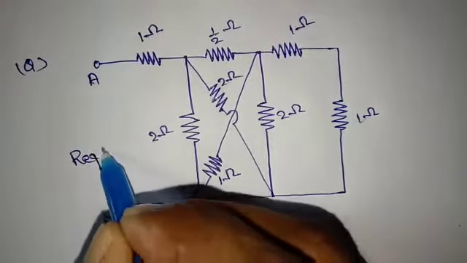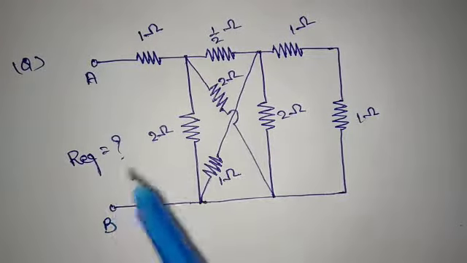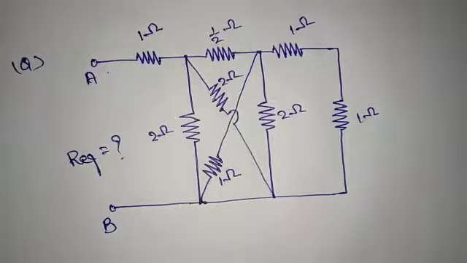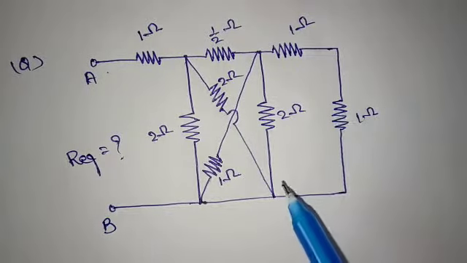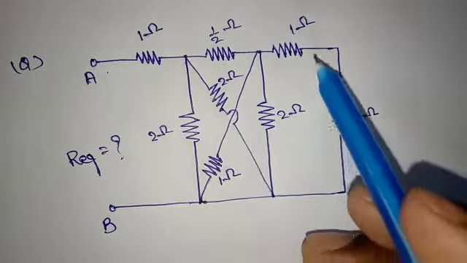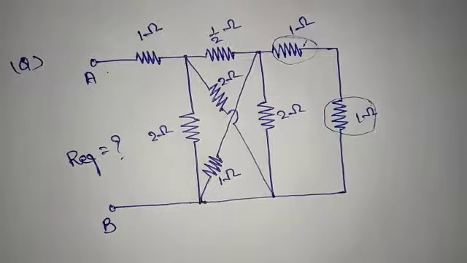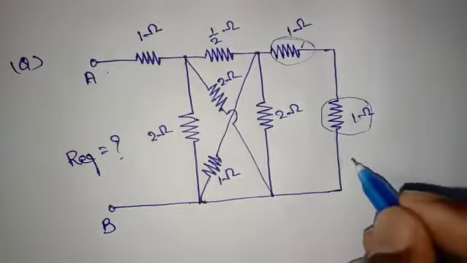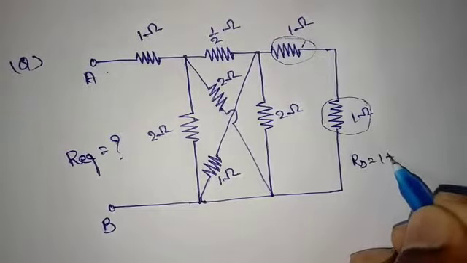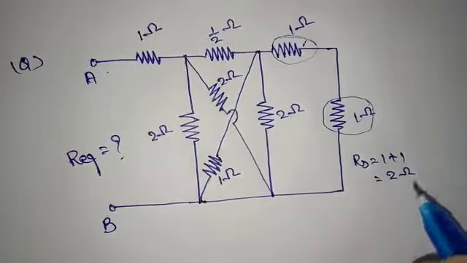We have a given circuit and we have to find the equivalent resistance across points A and B. Let us first check whether the given circuit elements are in series or parallel. We can see here that the 1 ohm and the 1 ohm are in series, so 1 plus 1 will be equal to 2 ohms. So we got 2 ohms here.